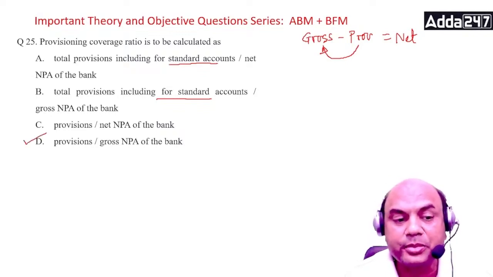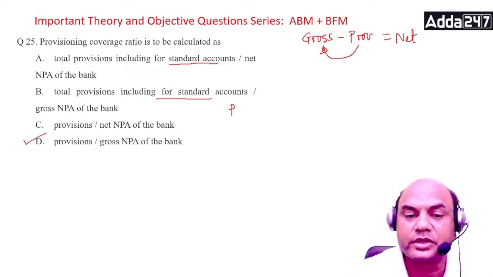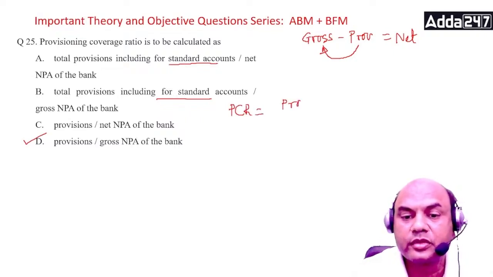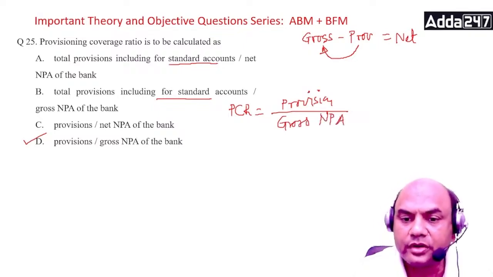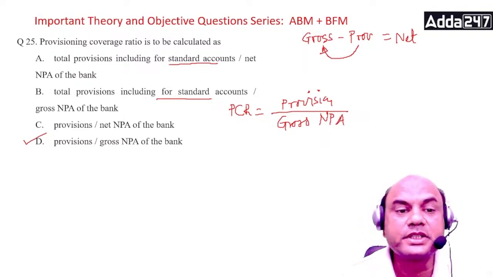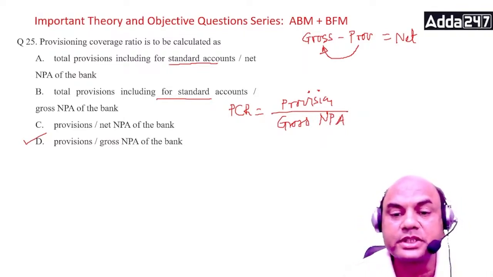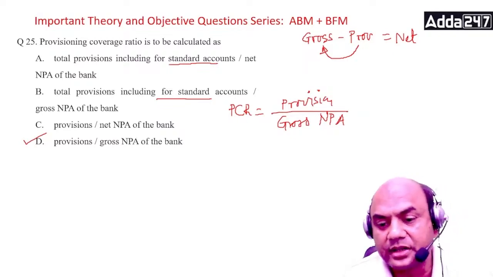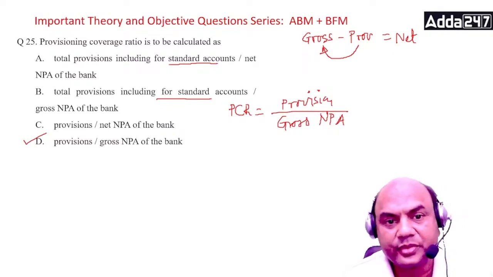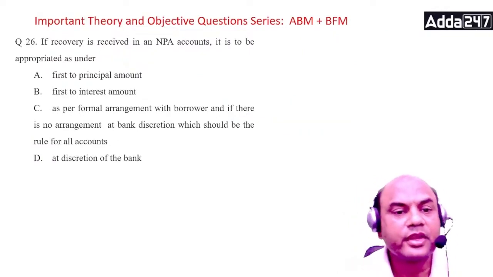So the formula for PCR is PCR equals provision upon gross NPA. Got it, everyone? So PCR equals provision upon gross NPA. Is the question clear? Is the concept clear? Move ahead. Okay, next one.